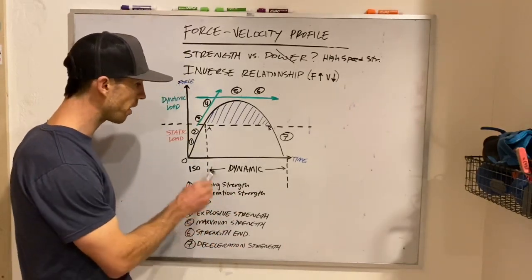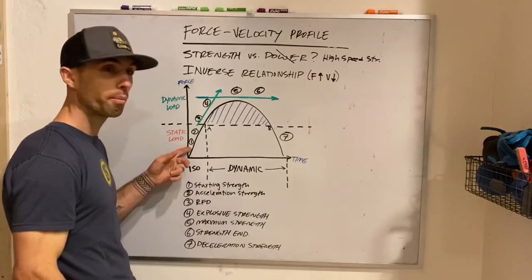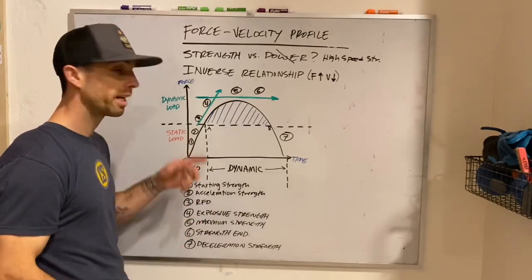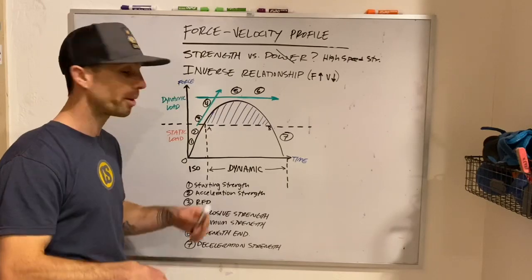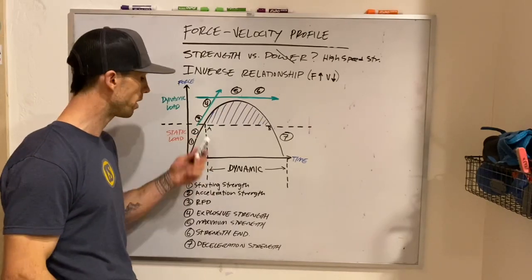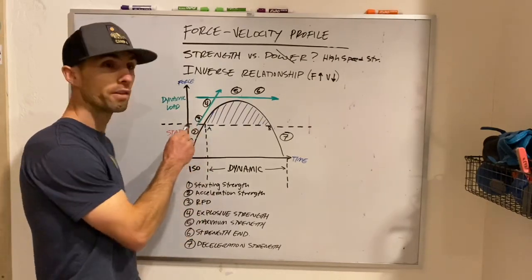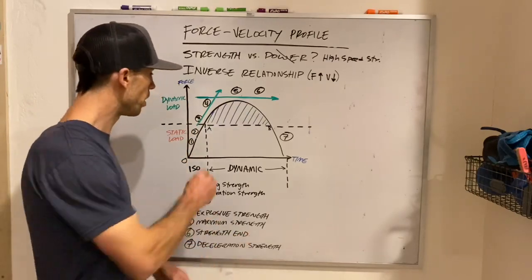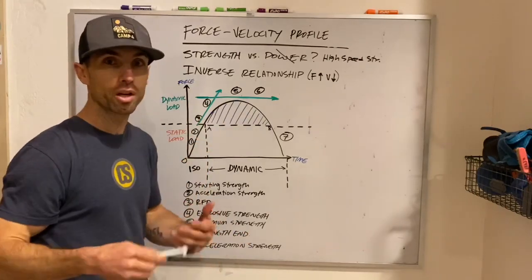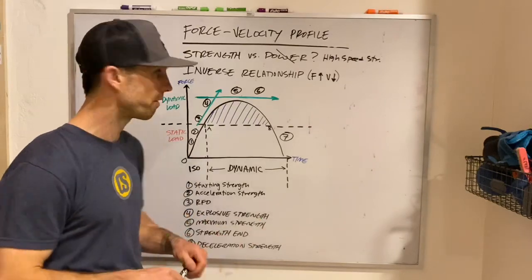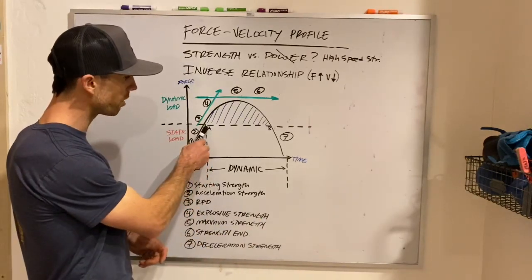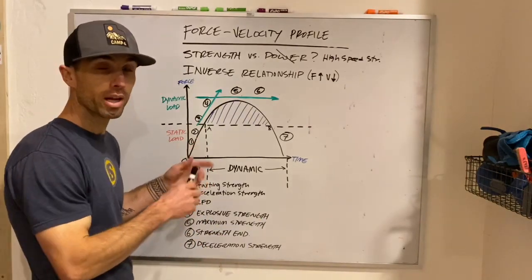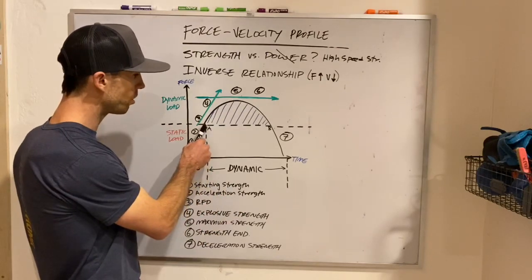Number 2, acceleration strength. As soon as we get enough impulse to overcome inertia, we have to start accelerating the implement of the movement, whatever we're doing. Number 3 is RFD, my rate of force development. These things kind of run into each other, and you don't need to differentiate between them. But if we were going to measure something for high-speed strength over time, this should get steeper, right?